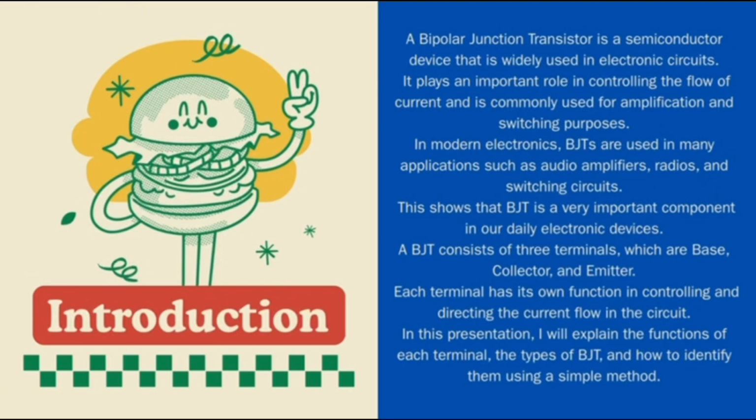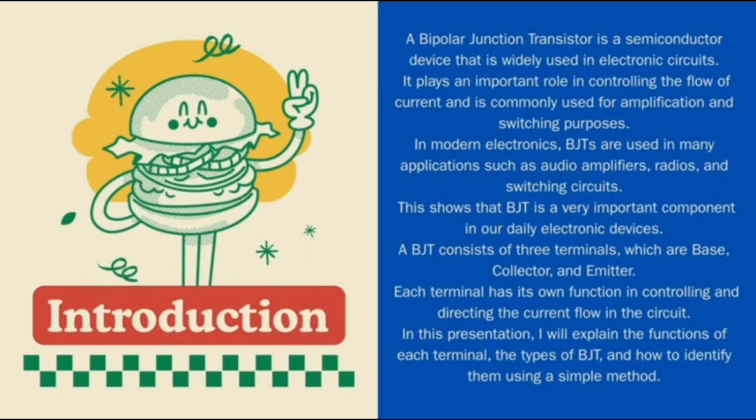So, what is a bipolar junction transistor? A bipolar junction transistor is a semiconductor device that is widely used in electronic circuits. It plays an important role in controlling the flow of current and is commonly used for amplification and switching purposes. In modern electronics, bipolar junction transistors are used in many applications such as audio amplifiers, radios, and switching circuits. This shows that a bipolar junction transistor is a very important component in our daily electronic devices.